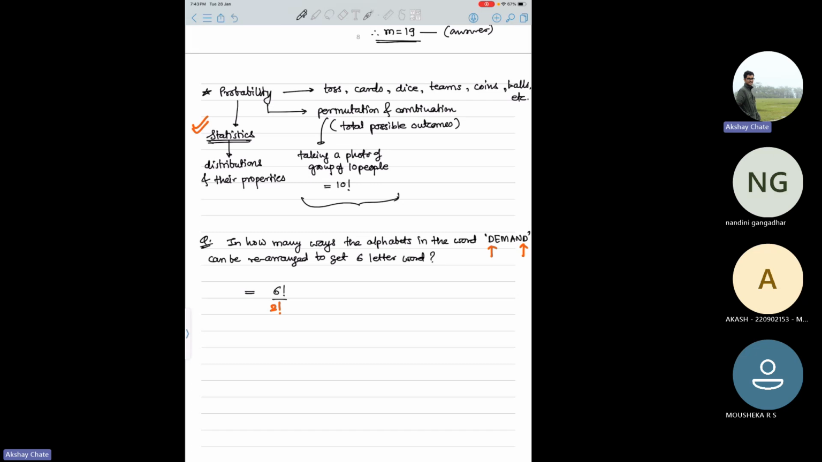I hope you know how to calculate factorial. It is nothing but like this. And 2 factorial is nothing but 2 into 1, so that goes away. So it is nothing but 360 ways. It's not 720. If you just do 6 factorial, that is wrong because there is a repetition of D.